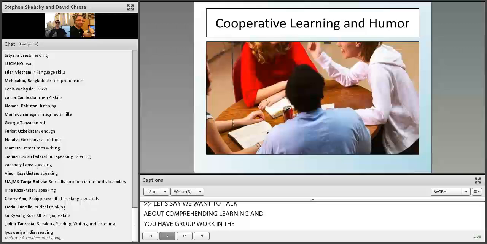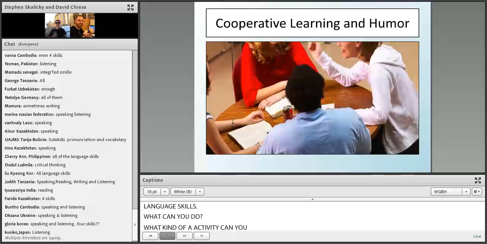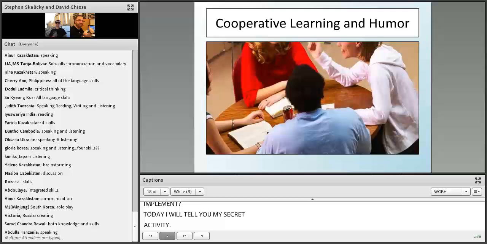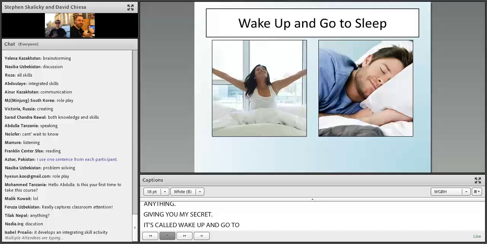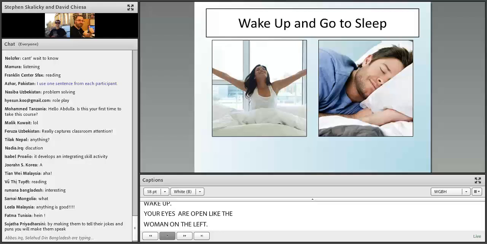Today, I'm going to tell you my secret activity, which is my favorite activity to do for anything. You can adapt this activity for anything. I'm giving you my secret. It's called wake up and go to sleep. Wake up, your eyes are open. Like the woman on the left, she's like, yes, good morning. And the guy on the right, go to sleep. Your eyes are closed. So wake up, eyes are open, go to sleep, eyes are closed.